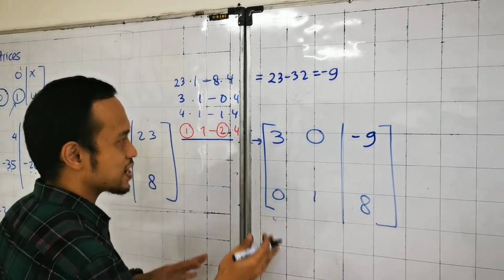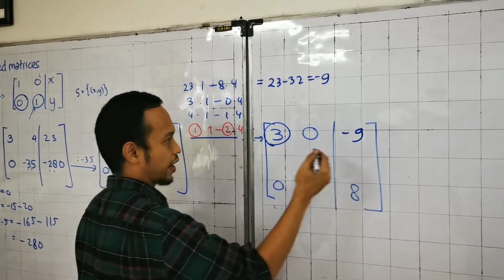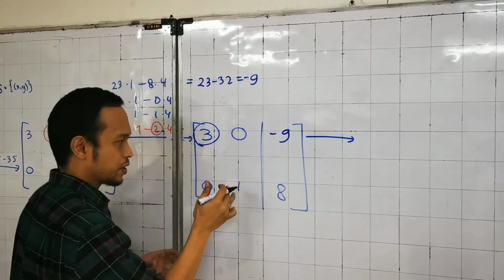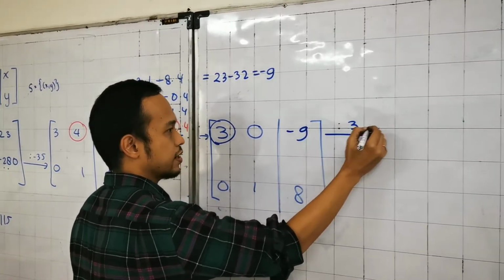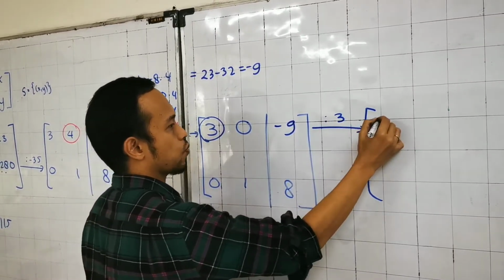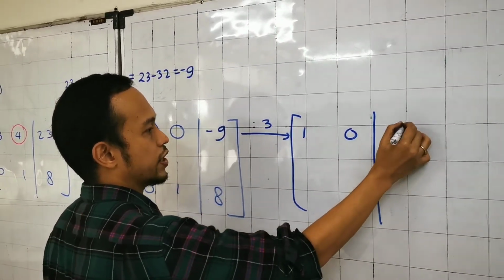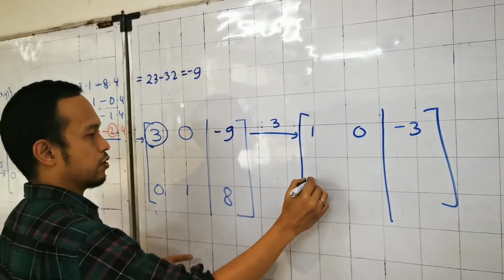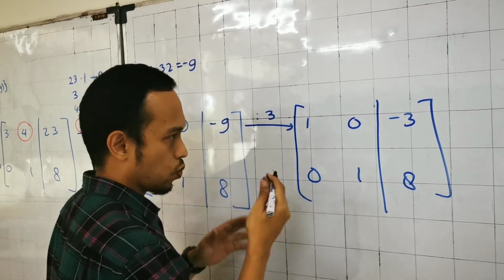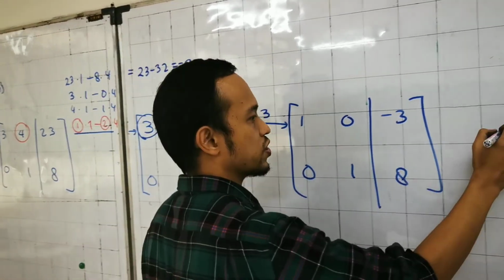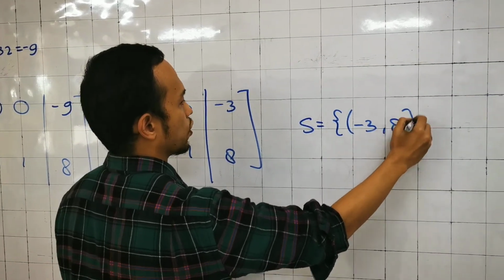Okay, do not be satisfied yet, since we still need to convert the last part into 1. For this one, again, please remember, we don't have to use the second row. We just need to divide by 3. So in the end, 3 divided by 3 is 1, 0 divided by 3 is 0, negative 9 divided by 3 is negative 3. And I just copy the rest of the second row: 1, 0, 0, 1. We are finished with the matrix. So the solution set will be negative 3 for your x and 8 for your y.